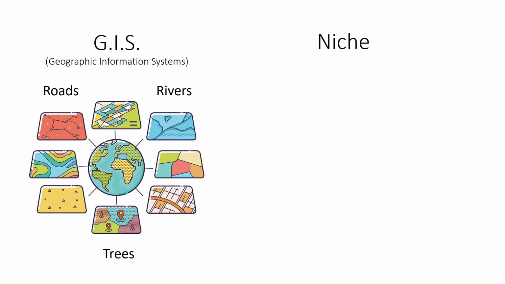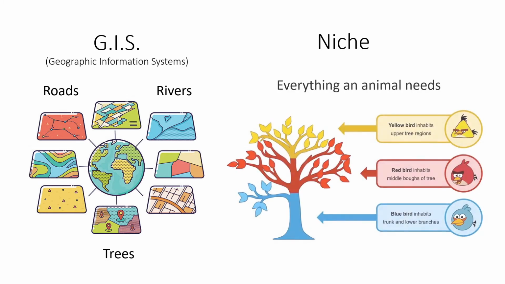Your other vocabulary word is niche, and a niche is everything an animal needs in one place to be happy and healthy and thrive. So for you guys, it's probably going to be your home or your bedroom or your apartment, wherever it is that you live that has your bed and food and your clothing and everything there.